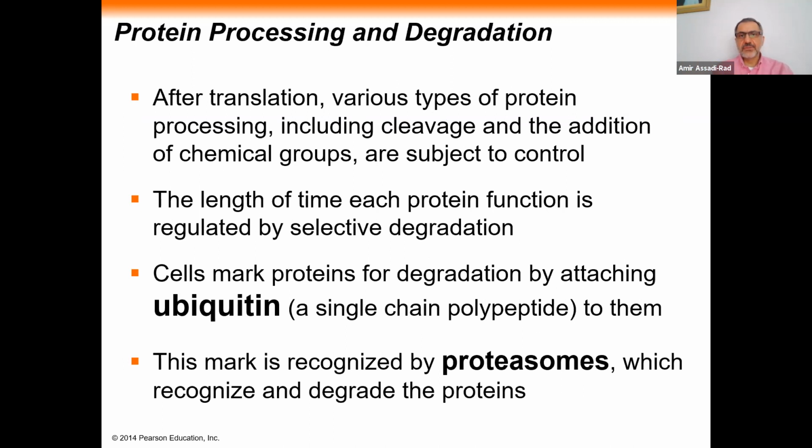After translation, various types of protein processing occur. Protein processing and degradation, that is also important. The lifespan of each protein's function is regulated by selective degradation. That's the ubiquitin. Ubiquitin comes and attaches to a protein molecule. That protein molecule goes to proteasomes, and proteasomes break it apart. I cannot break my finger apart into pieces, but you already saw the video. You know what I'm talking about. They recognize and destroy it.